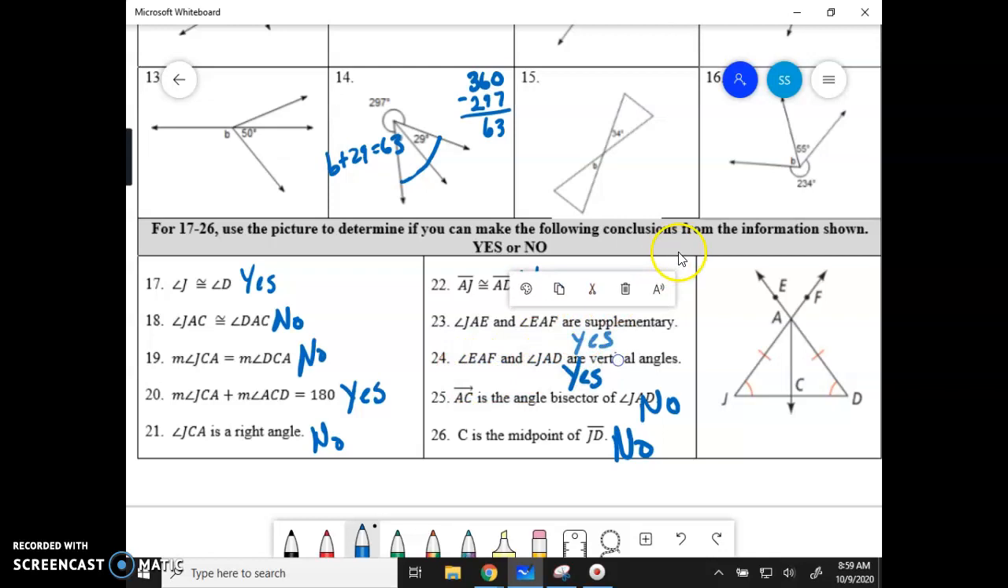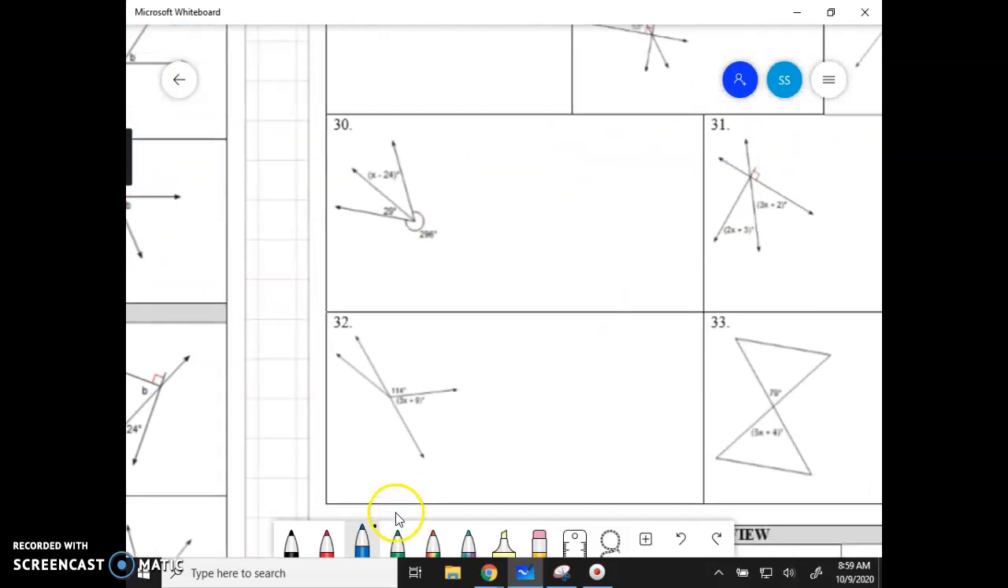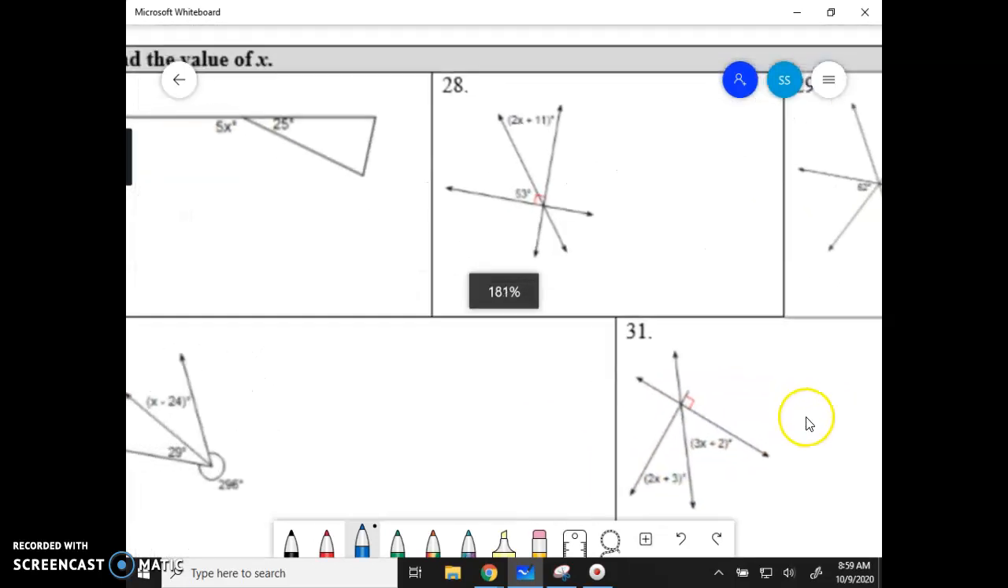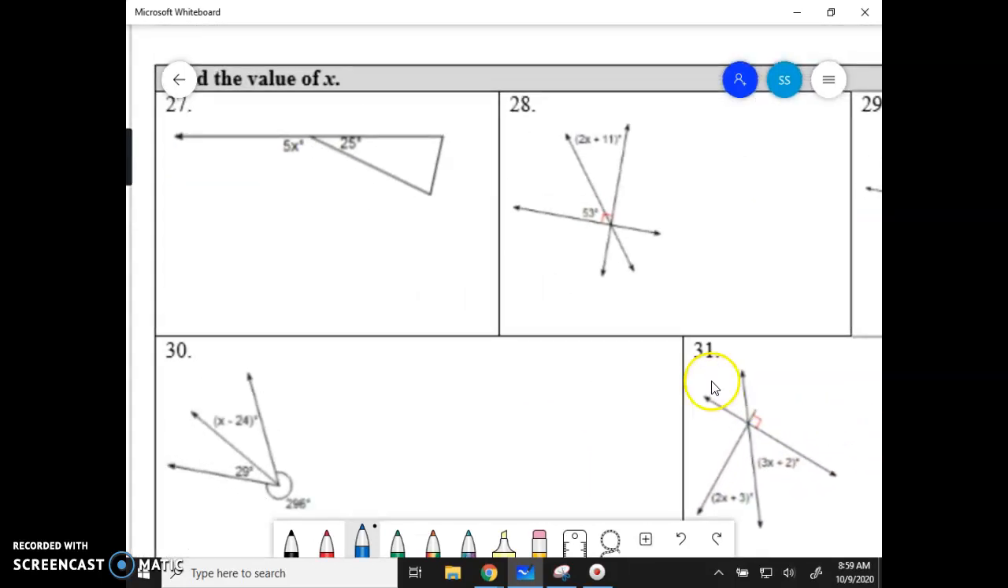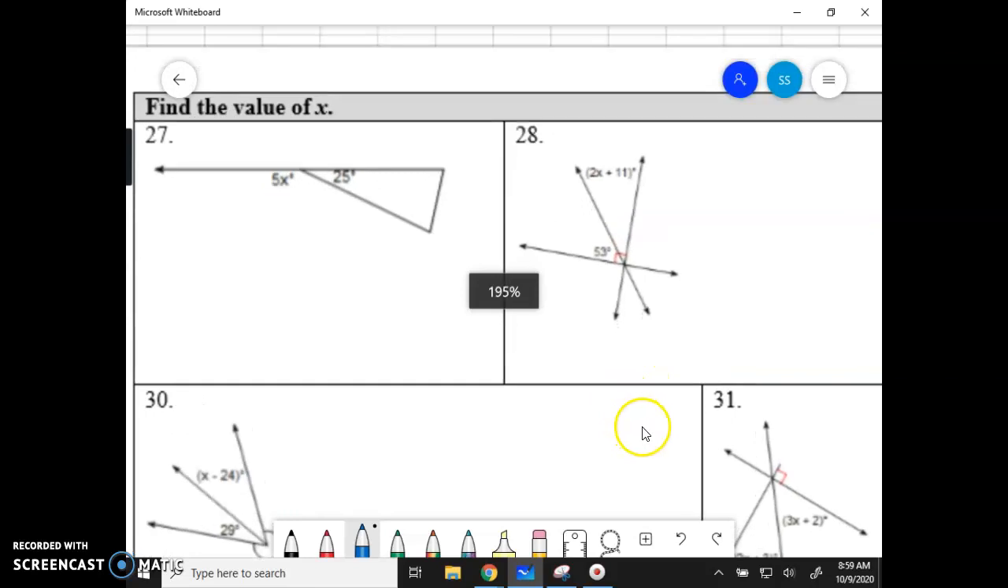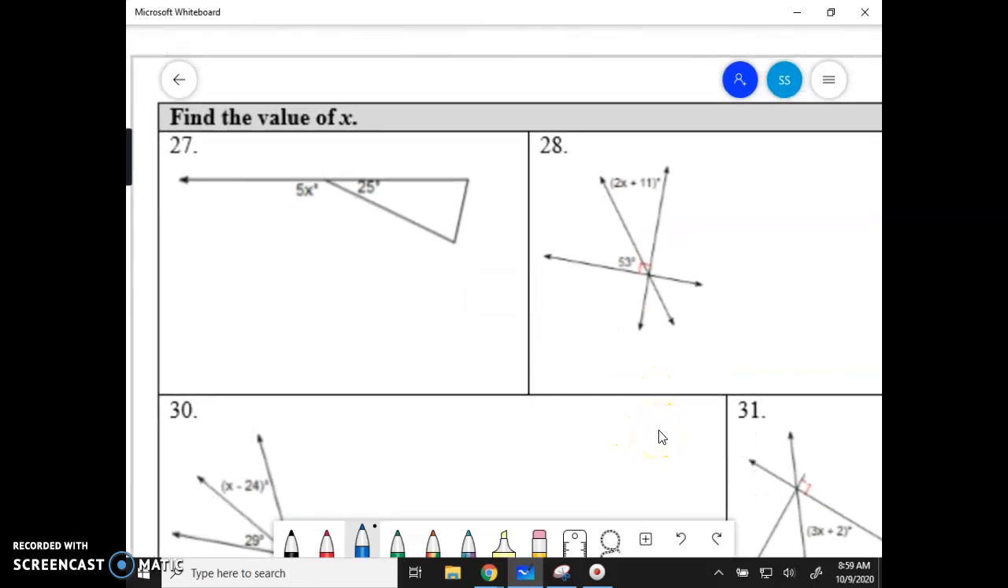All right, moving on. These ones are kind of hard to see. These are pretty similar to 9 through whatever on the front page. We're just solving for x.